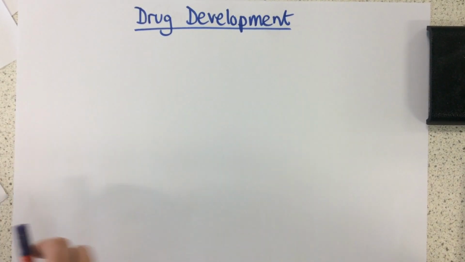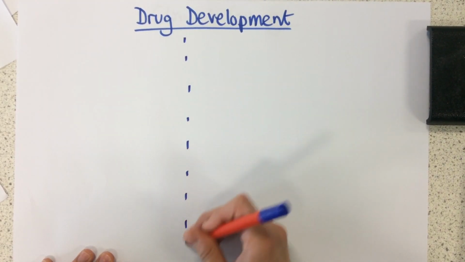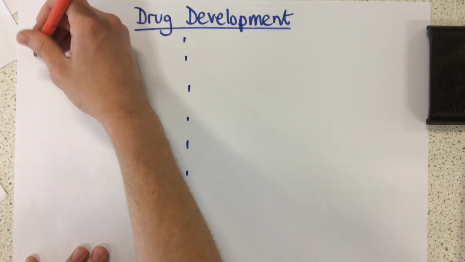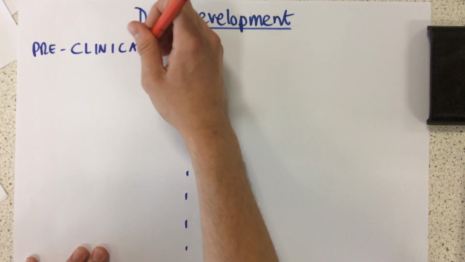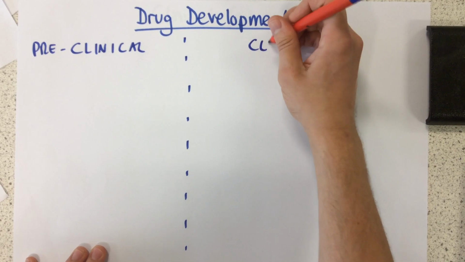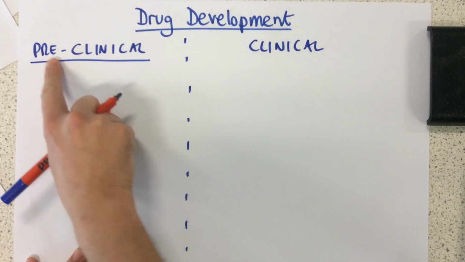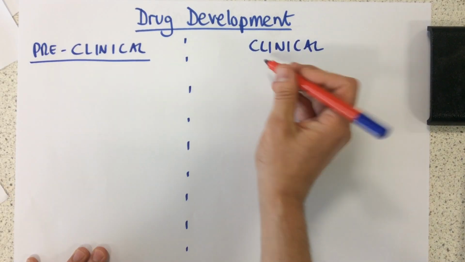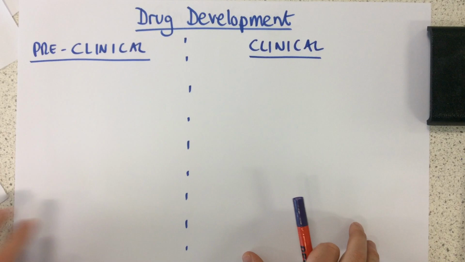So to begin with, in drug development, there's kind of two completely different sections. One is preclinical testing, and one is clinical testing. So preclinical testing just means before the drug is tested with people, and clinical testing involves testing drugs on people.